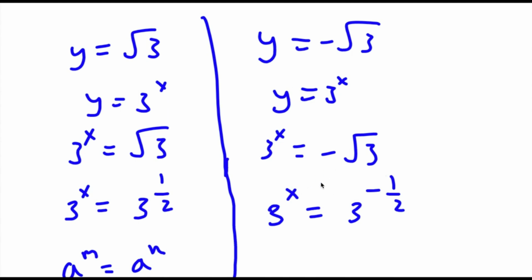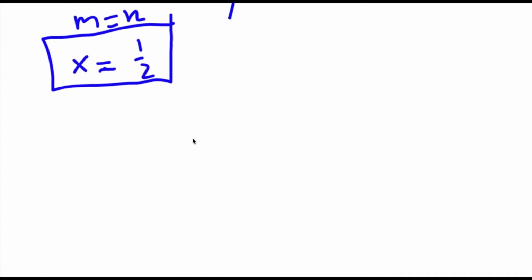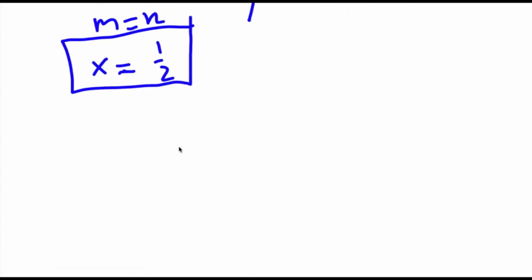However, this is actually wrong. This wouldn't be negative 1/2. This would be wrong, because this would be negative 3 to the power of 1/2, and there's no way to make 3 to the power of something equal a negative number. This isn't negative 1/2. This is wrong. So there's no solution for this. So our only solution is x equals 1/2.